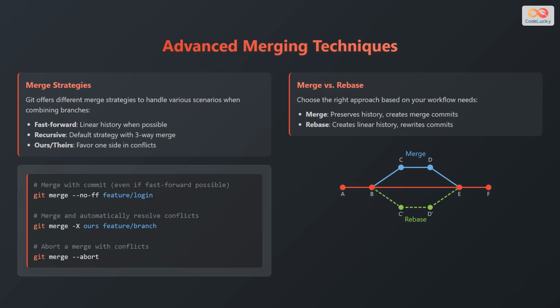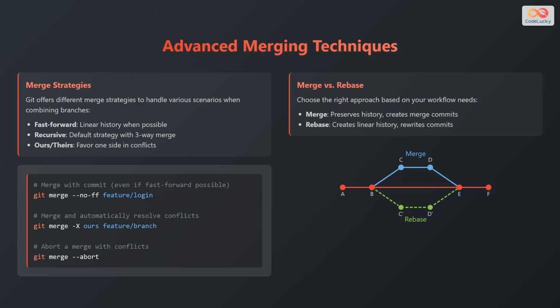Now let's explore advanced merging techniques. Git offers different merge strategies to handle various scenarios when combining branches. A fast-forward merge is used where a linear history is maintained. A recursive merge is the default strategy that uses a three-way merge, and ours or theirs will favor one side of the branch during conflicts.